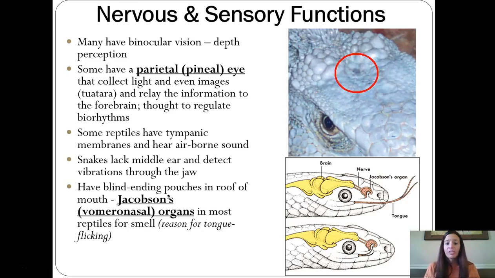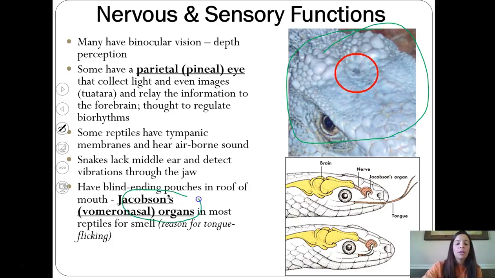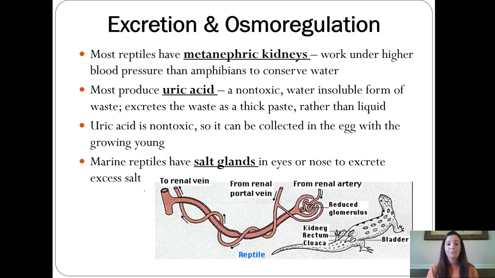For nervous and sensory functions, the parietal eye is something that is so important to reptiles, and I'm sure you've seen this on Zima. This actually is an iguana in this picture, so it looks very similar. It helps them collect light, and then, like we said, the tuatara can see images. They also have tympanic membranes, so they can hear airborne sound, especially predators or different things that could be a problem. Snakes don't have a middle ear, so they actually can't hear. They only detect things through their jaws. And most lizards have something called Jacobson's organ, which is in the roof of their mouth. So if you've had Zeke or Zima out, you see how they flick their tongue all the time. They're not tasting you, they're actually smelling you.